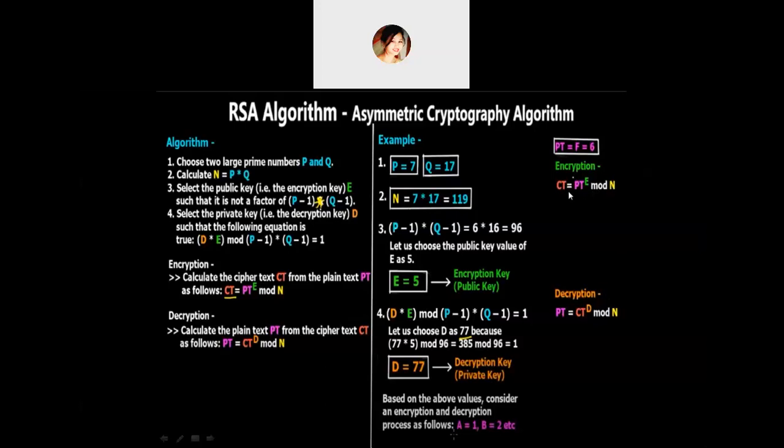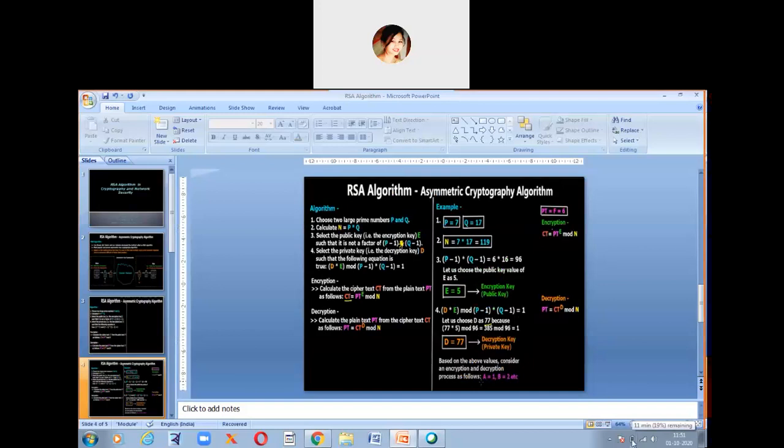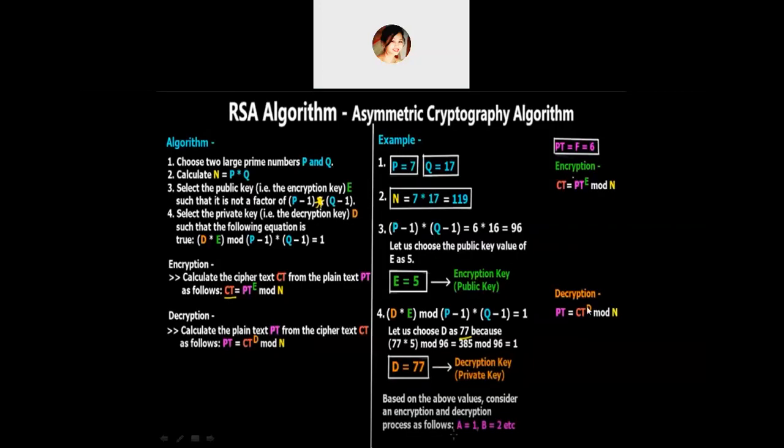So now we have PT. PT we know is 6, E is 5, and mod N, where N is 119. Keep these values here. I did not work out the sum here, I'll show you again, I didn't get time actually. So CT I get as 41. When you put these values in this equation, you get CT equals 41. Again, do the decryption process.